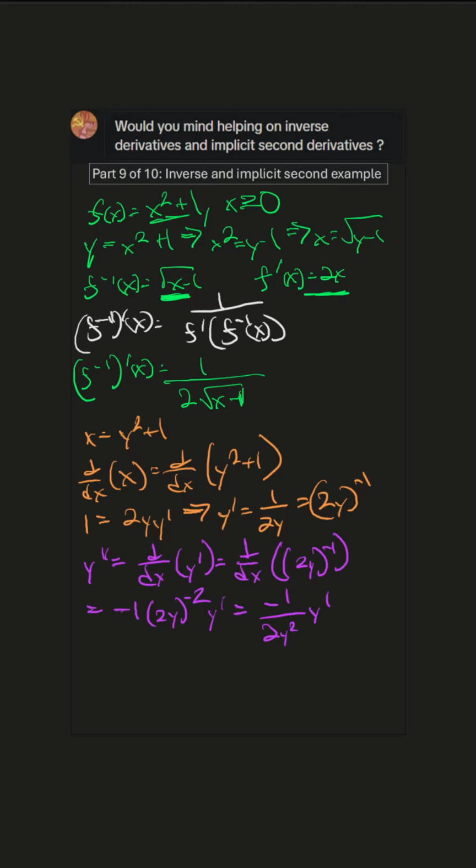So that's negative 1 over 2y squared times y prime. And what is y prime? Well, y prime is right there. So that equals negative 1 over 4y cubed. Okay, so we just found the inverse derivative of a function and the second implicit derivative of an expression.